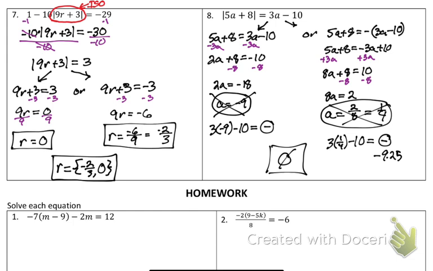So be careful. If one side, this side will always work. The absolute value will always work.